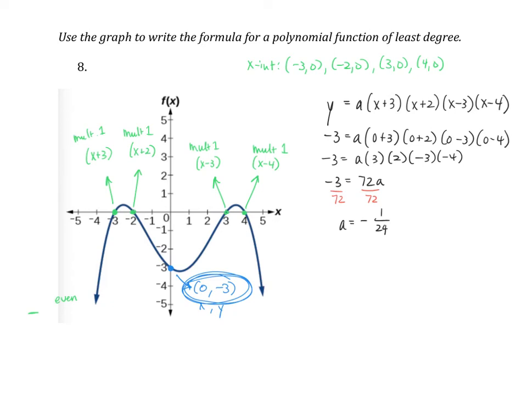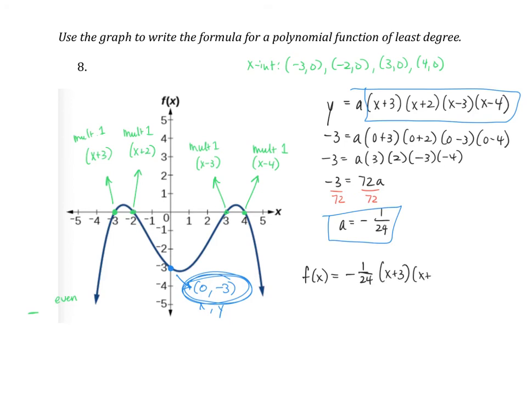So once you solve for a, you're going to leave the y and the x's as variables, and then you're just going to use the a value. So we're going to use the a value, and you're going to use all your factors, and you're going to write your polynomial. So the y you're going to write as f of x is equal to a, which is now negative 1 over 24, times x plus 3, times x plus 2, times x minus 3, times x minus 4.